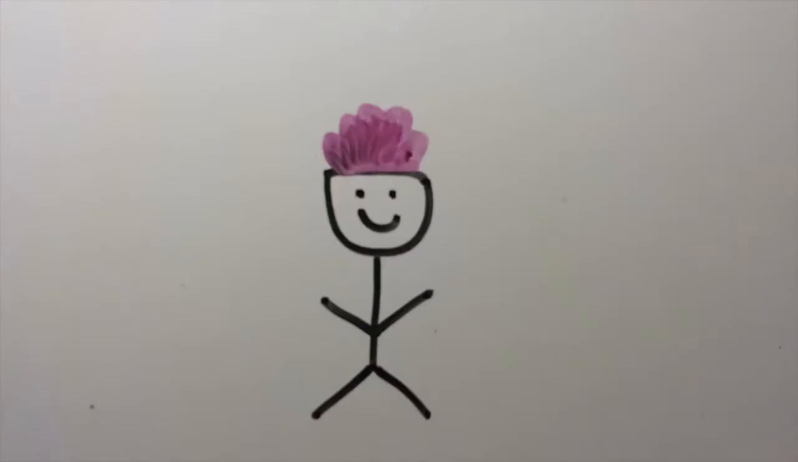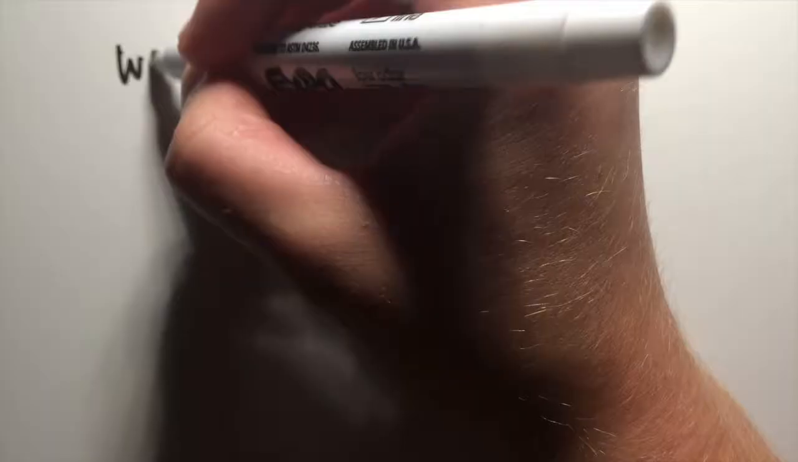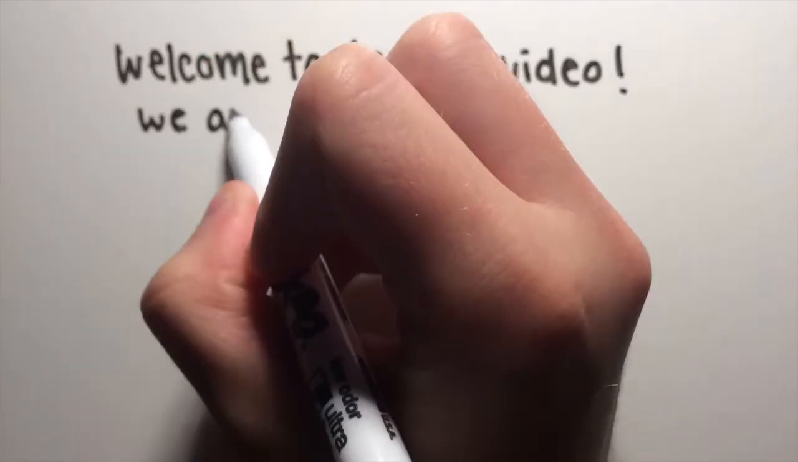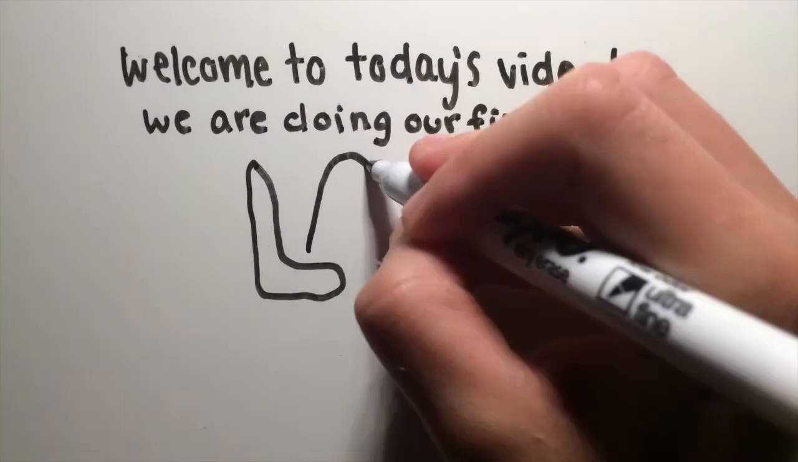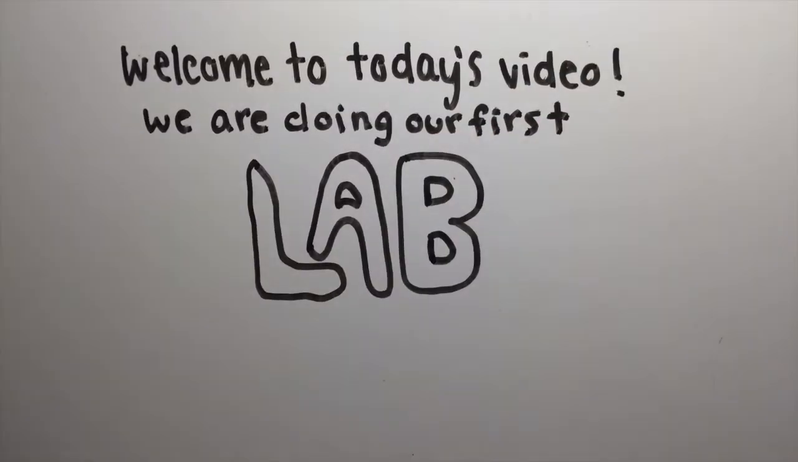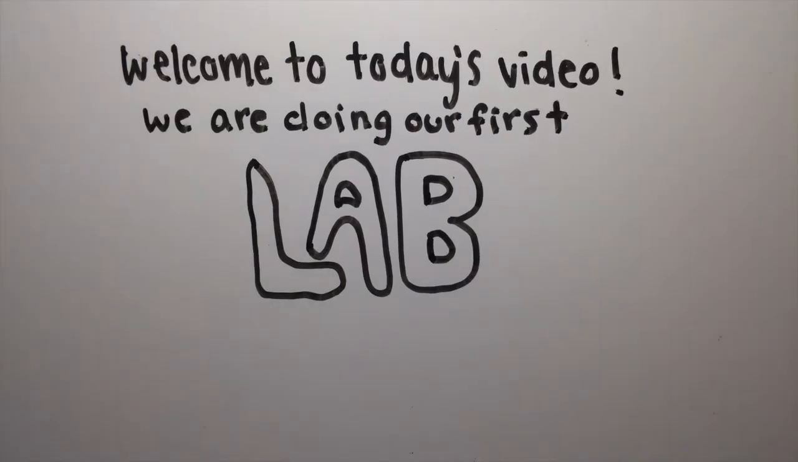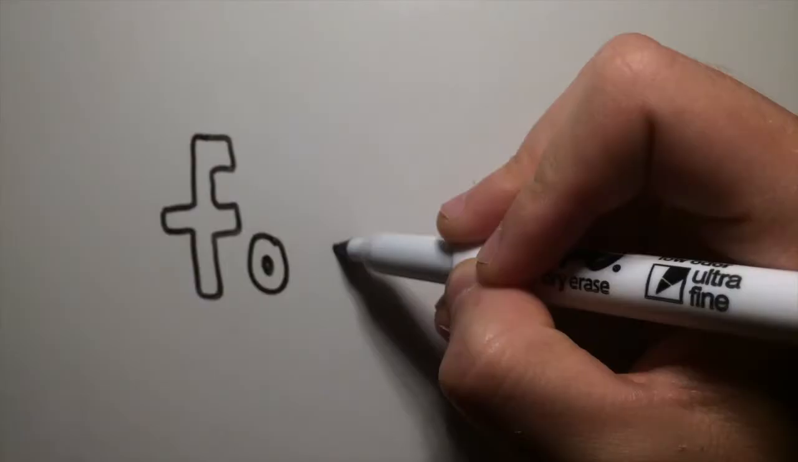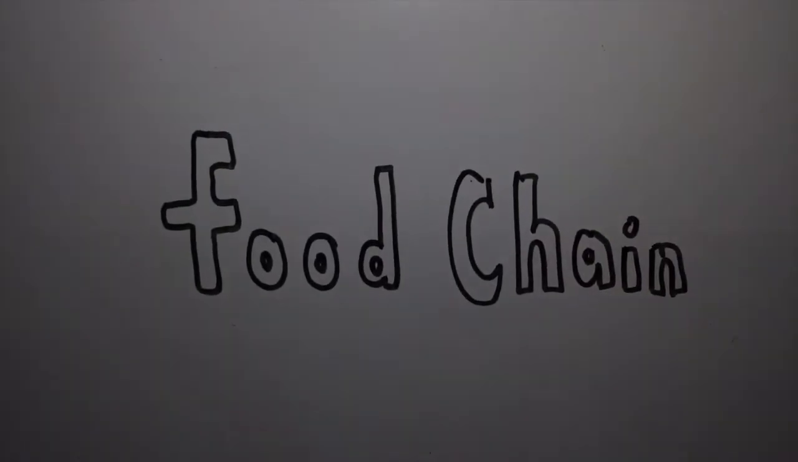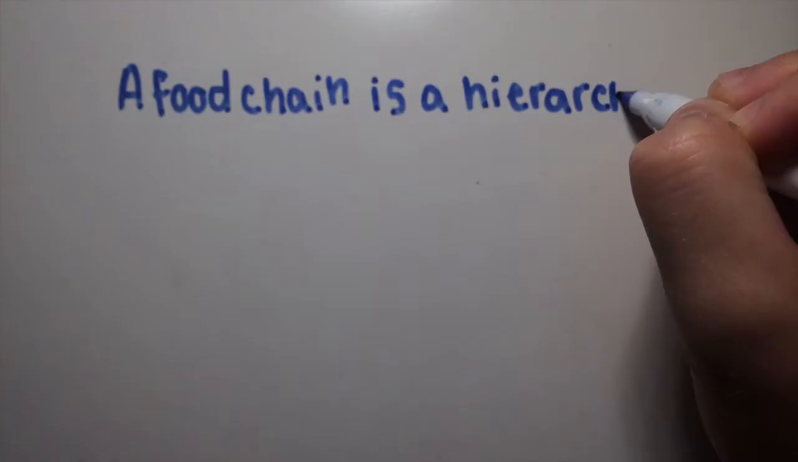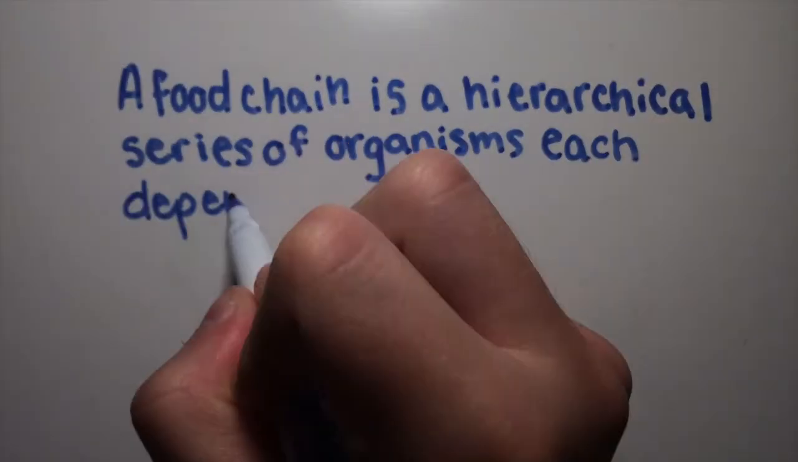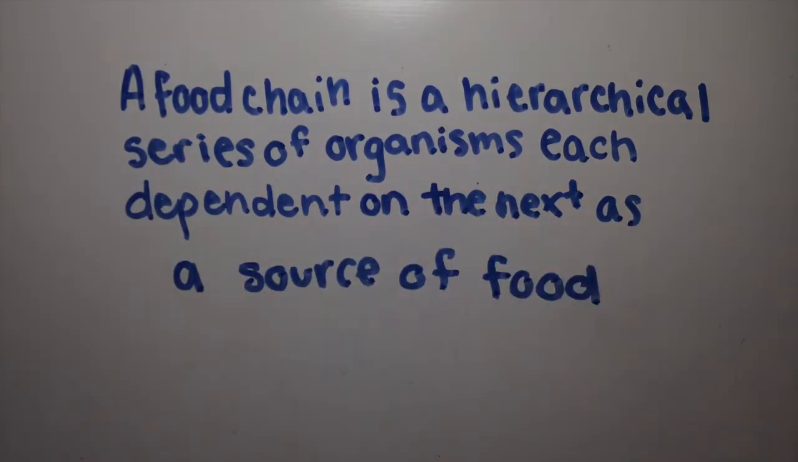Video on biodiversity. Like the title says, this is our first lab and we are so excited. This is a great opportunity for you as our viewers to engage in a hands-on way with us and our content. For today's lab activity, we are making a food web. A food web is a system of interlocking and non-interlocking food chains. A food chain is a hierarchical series of organisms, each dependent on the next as a source of food.